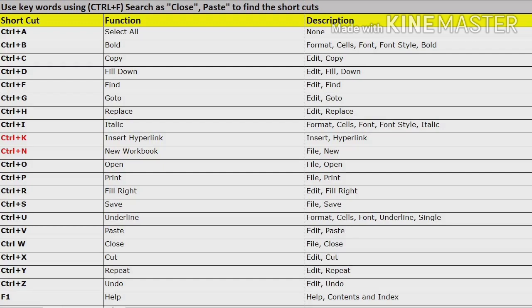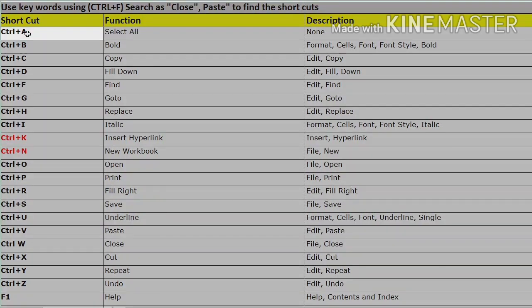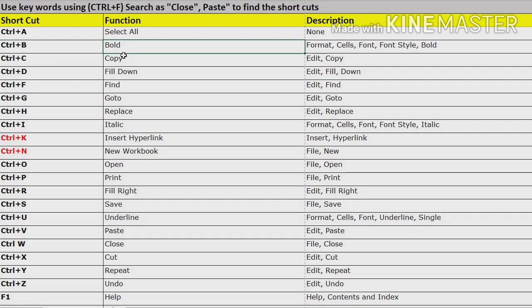So let us see the first shortcut, which is Control A, which is used to select all the data in your sheet. So let me do Control A. So as you can see, the entire sheet will get selected. Next is Control B. It's very simple to remember as well. B for bold, and you can do Control B.